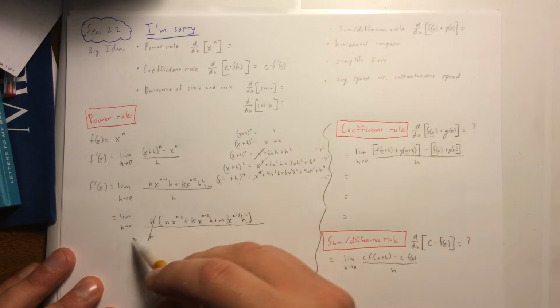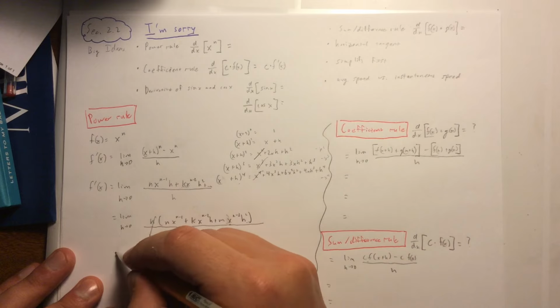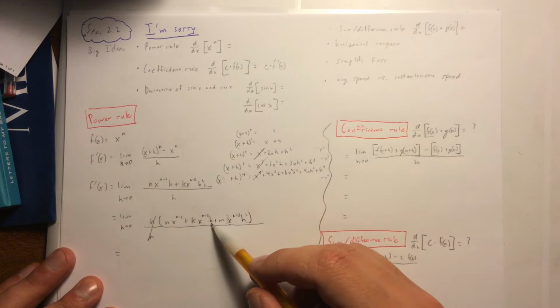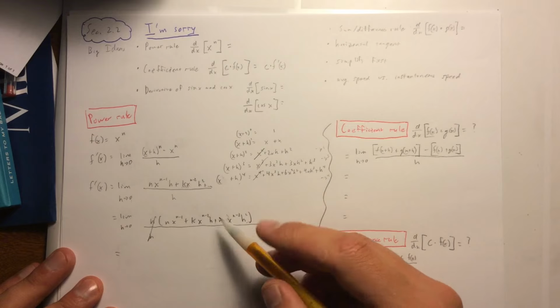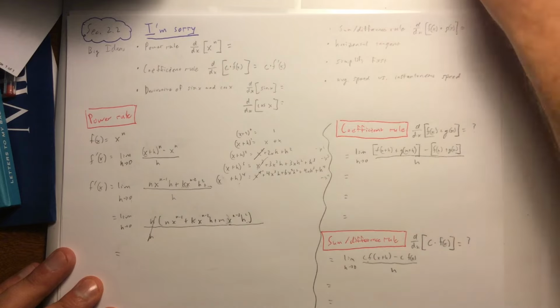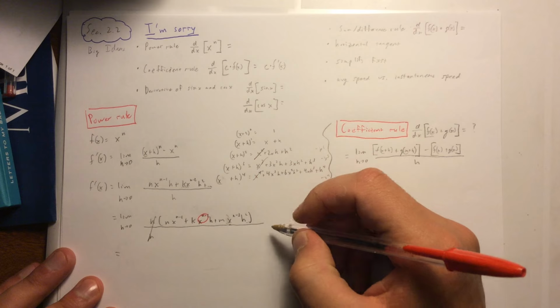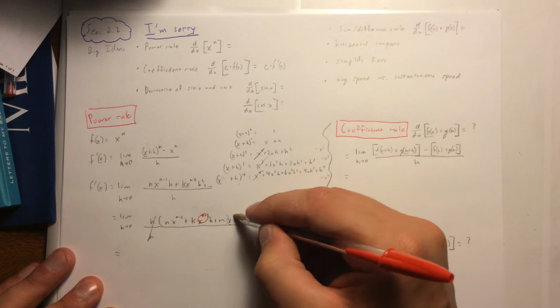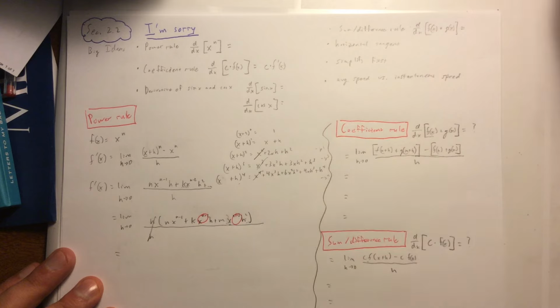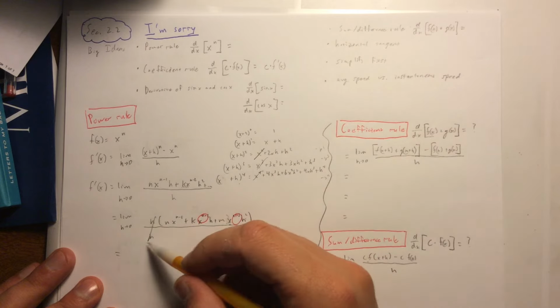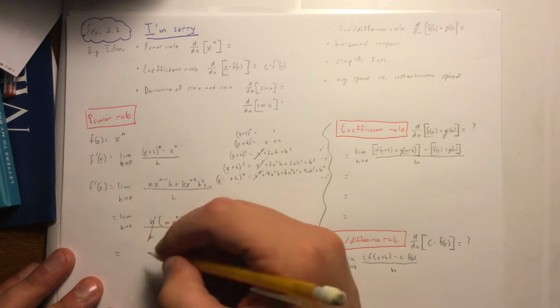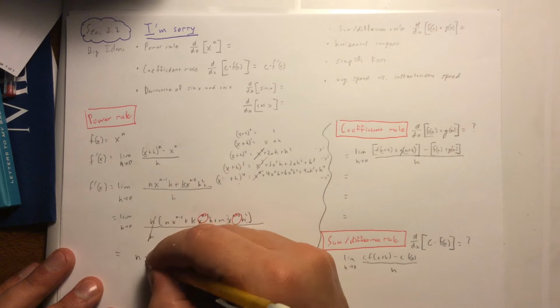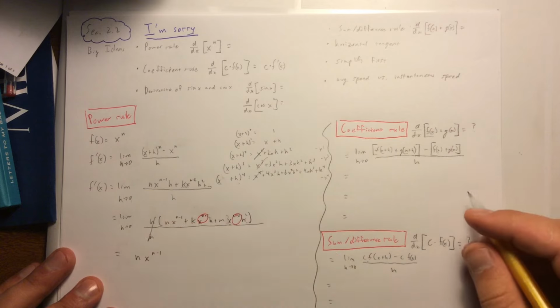When these cancel out here, then I finally make h approach 0. That's going to be 0 essentially. That's got a 0 on it, so I don't really care about what that is because I'm multiplying it by 0. So all those cancel out, and I'm just going to get n x to the n minus 1.